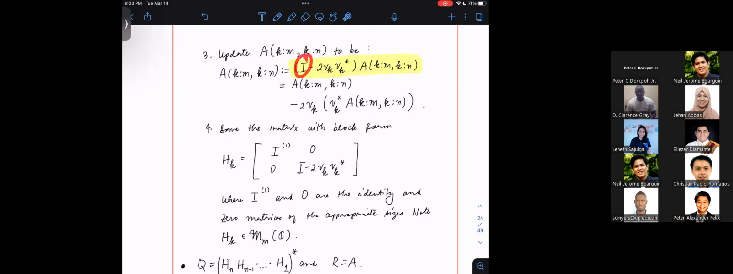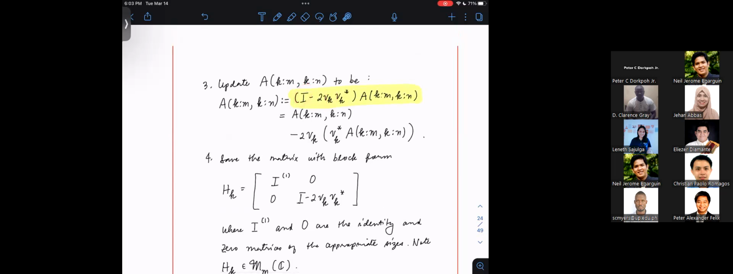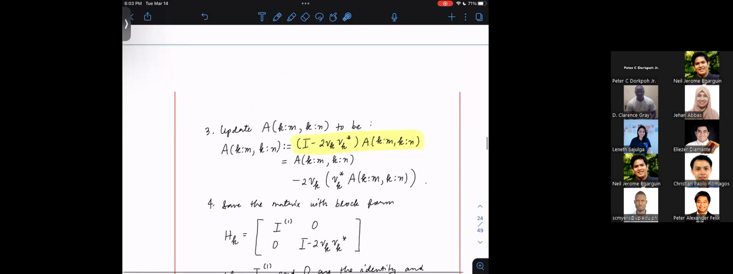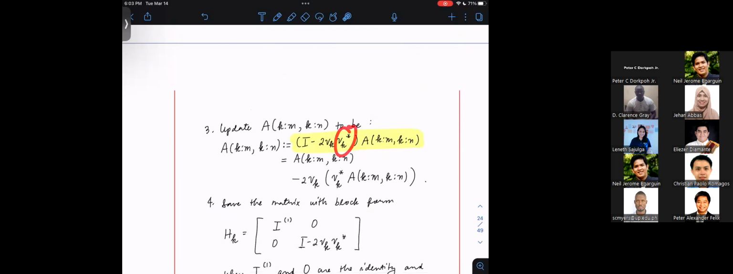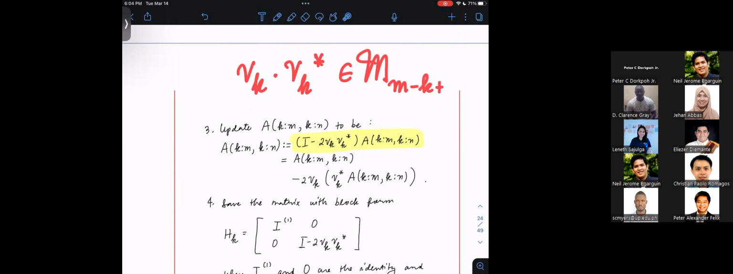So I is the identity matrix of the appropriate size, so it should be the same size as V sub k times V sub k conjugate transpose, right? By the way, this is just the transpose if all of them have real entries, right? And then V sub k times V sub k transpose is a square matrix of dimensions m minus k plus 1. Because you can do the matrix computations, right? V sub k, we mentioned, is a vector of size m minus k plus 1 by 1. Its transpose is of size 1 by m minus k plus 1. So the product will be a square matrix of size m minus k plus 1 by m minus k plus 1, right? So here you're going to use the identity matrix of the same size, so that's going to be the identity matrix of m minus k plus 1 rows and columns.